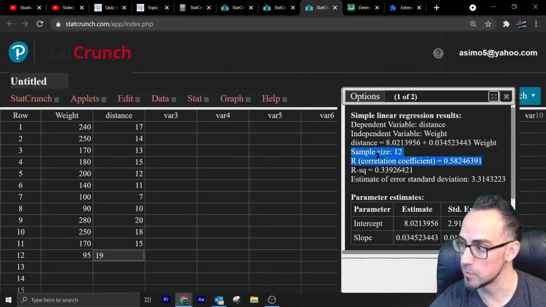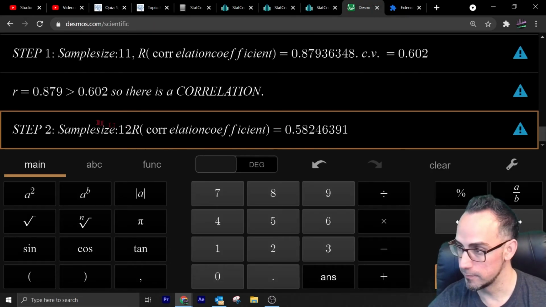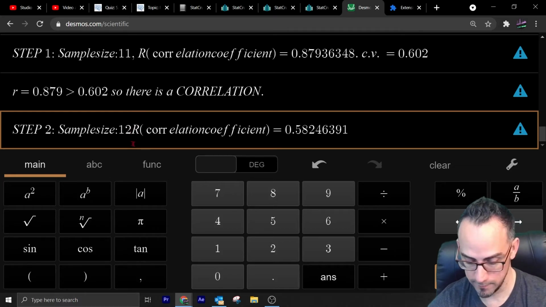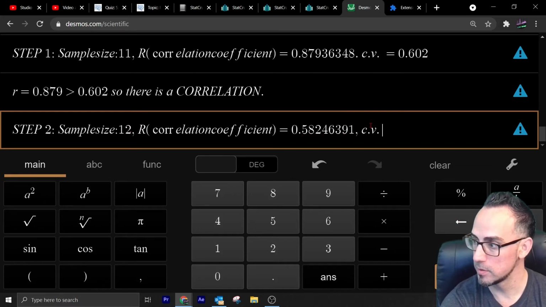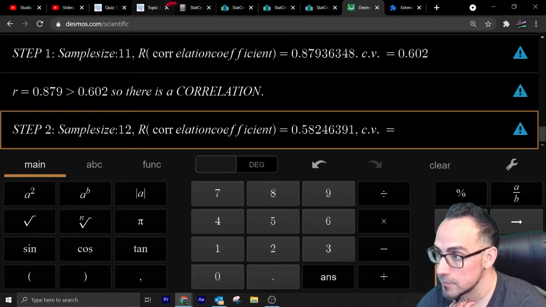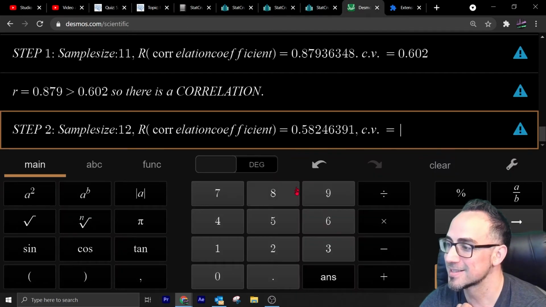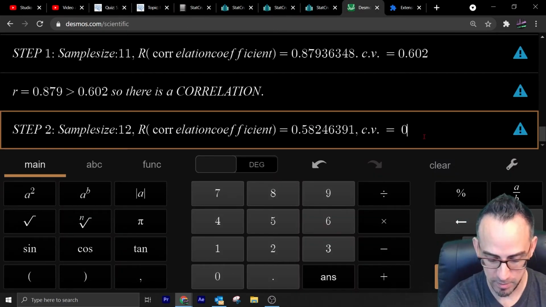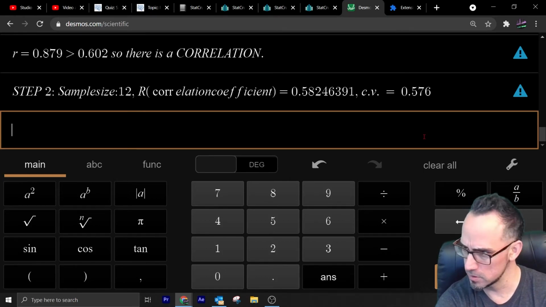I have to do the same process. I told you this is a lot of work. Here we go. Control V, sample size of 12, critical value equals, let's see, for a sample size of 12, we have a critical value of 0.576. Now I'll say, take a look.